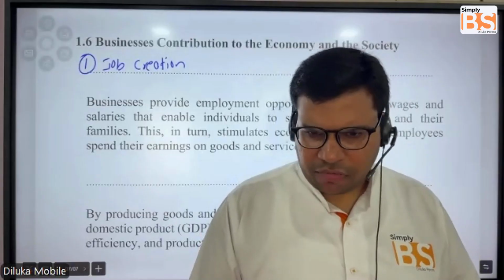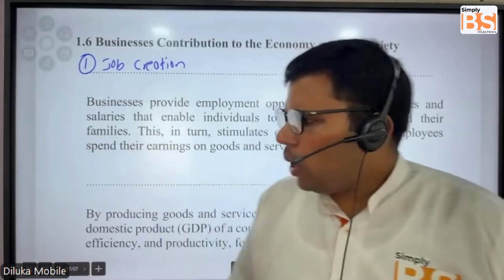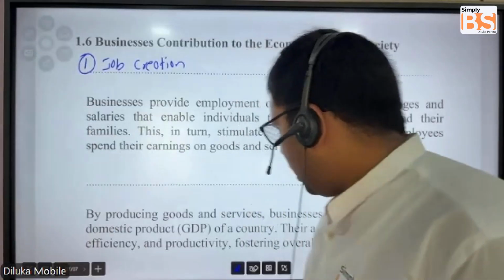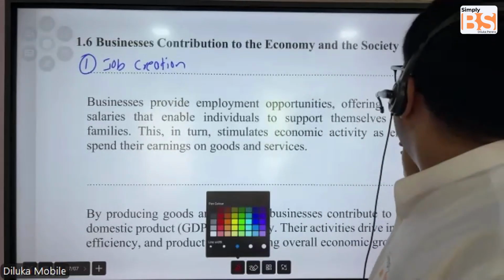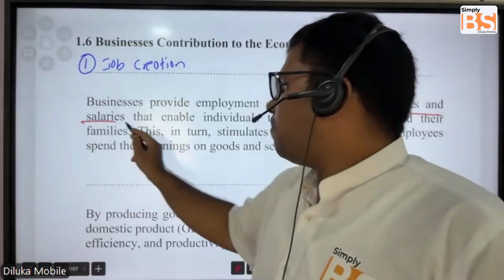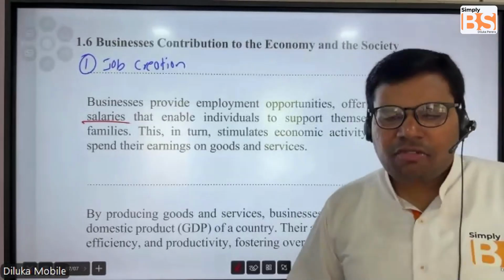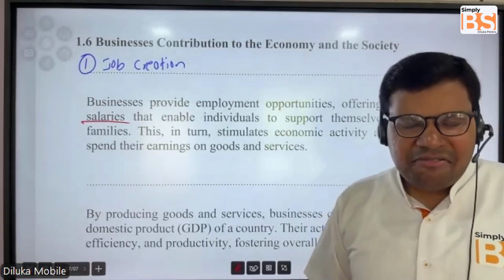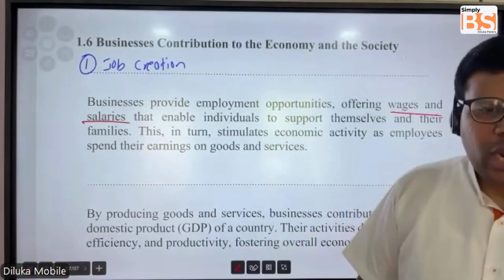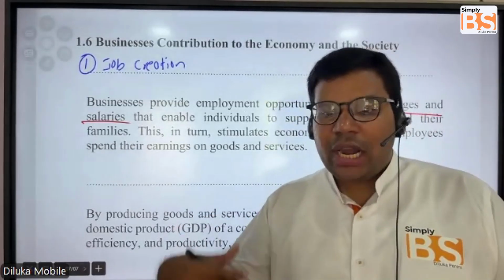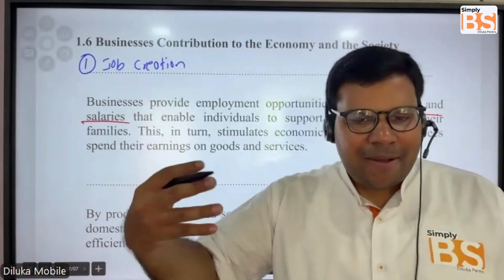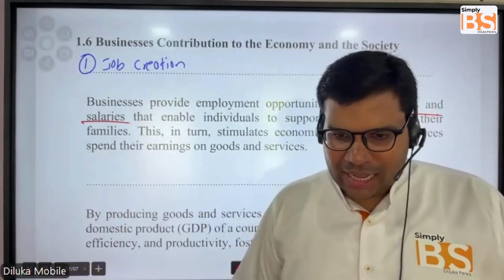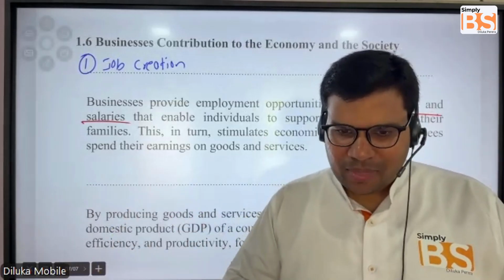Is it for free of charge? No, right? We are earning a salary, right? We work for a wage or a salary. Wage is something which is given on an hourly basis, right? On a daily basis. We say we give so many rupees per hour, so many rupees per day. So those are called wages.